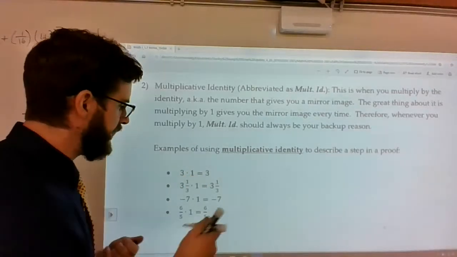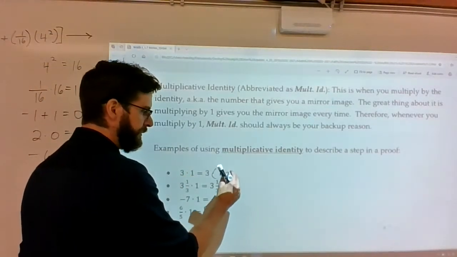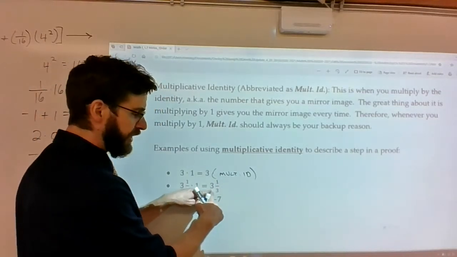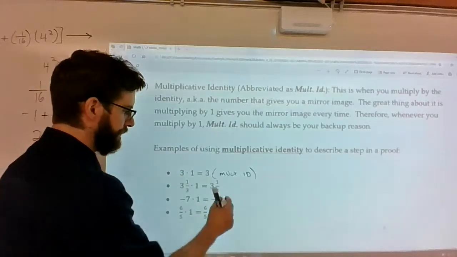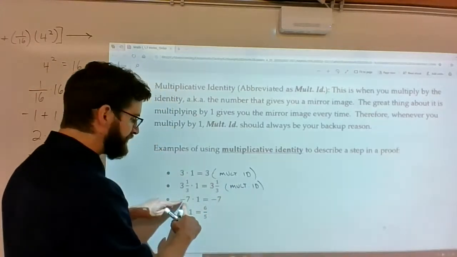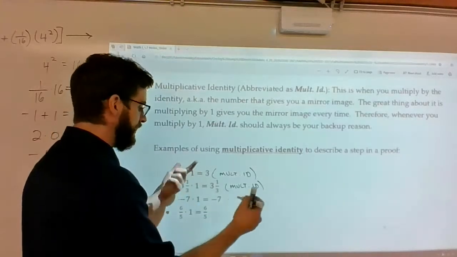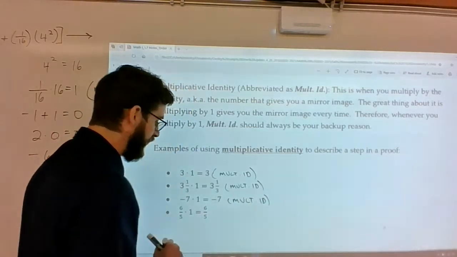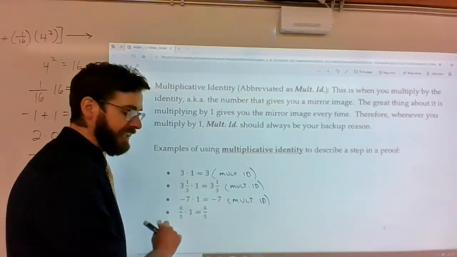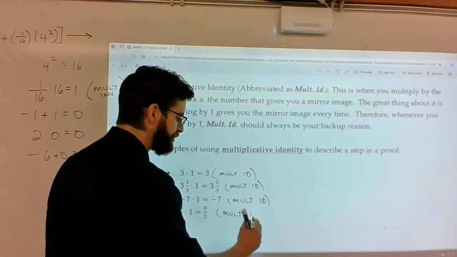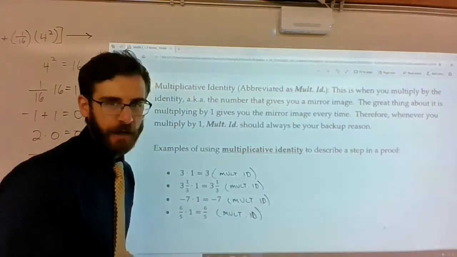You would say, oh yeah, that's true because of the multiplicative identity. If you saw 3 1/3 times 1 equals 3 1/3 in the middle of a proof, you'd say, oh yep, that's multiplicative identity. If you saw -7 times 1 equals -7, the multiplicative identity backs that up. And when you take 6/5 times 1 and you get 6/5, that too is going to be the multiplicative identity, which backs up that calculation.